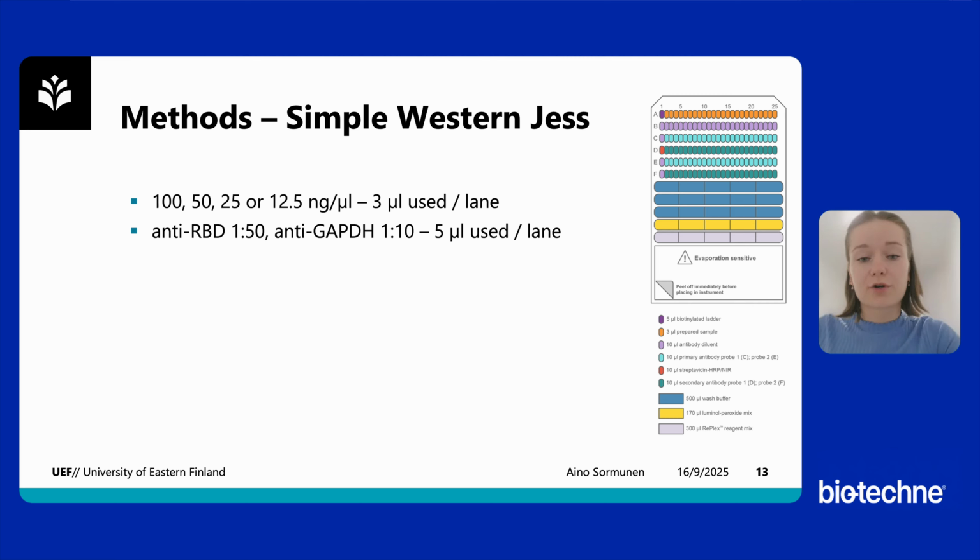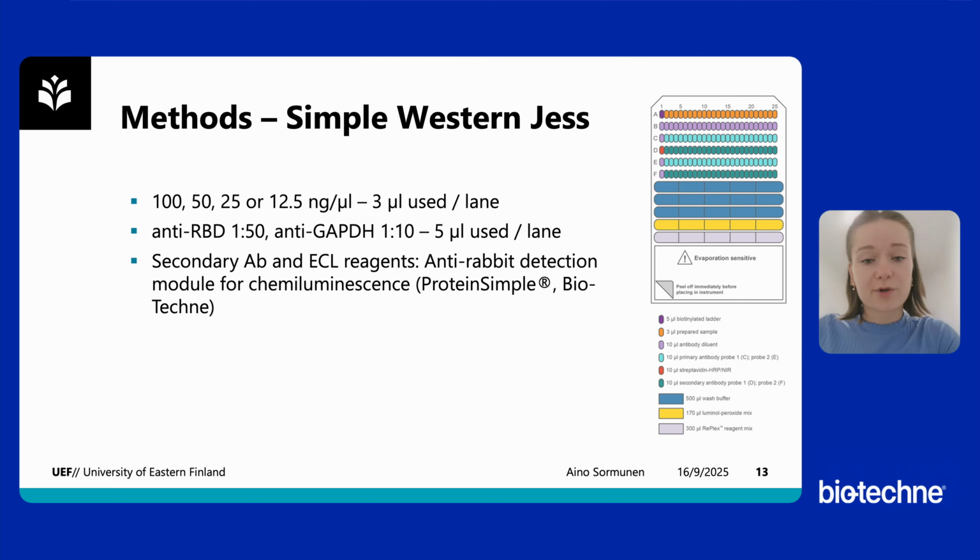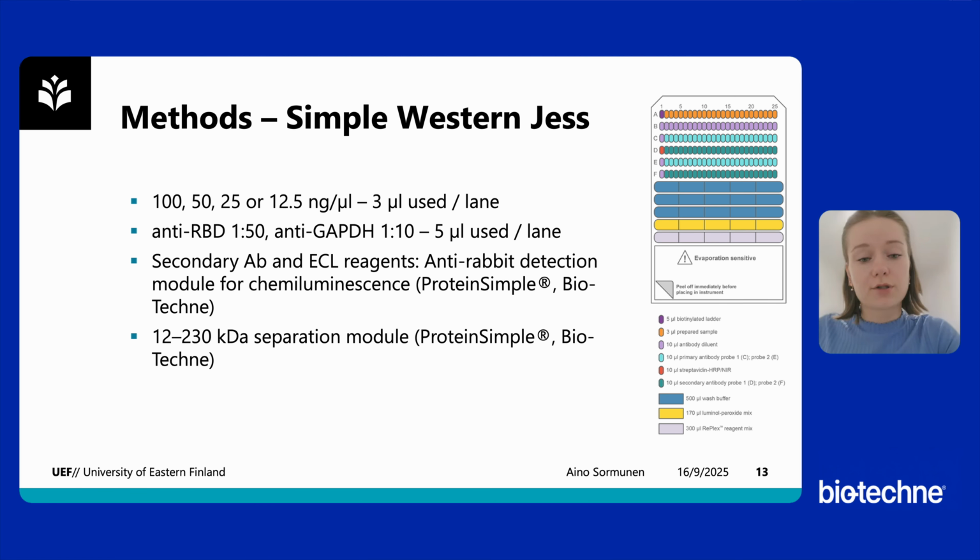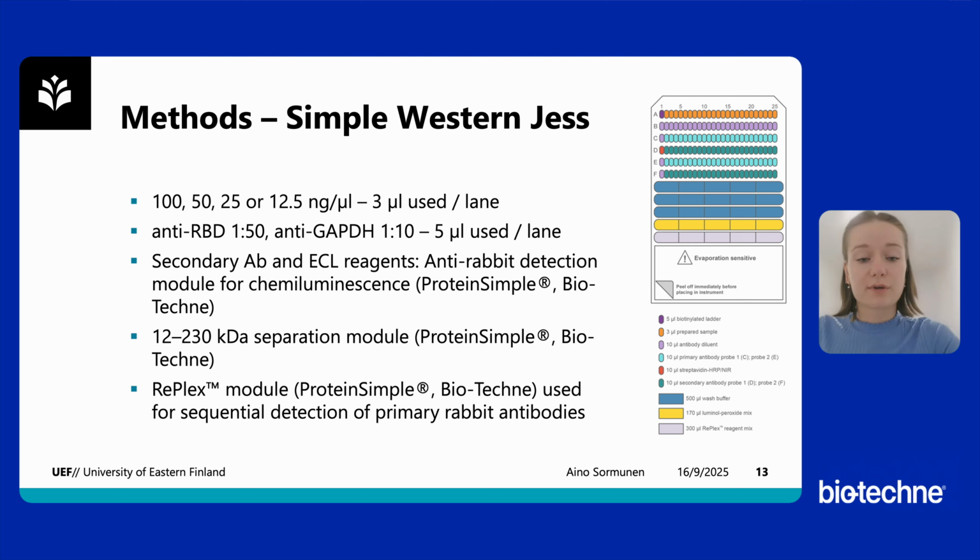The primary antibodies were of course the same that we used before, but now they were used at different dilutions, and 5 microliters was pipetted per lane onto the plate. The secondary antibodies and the ECL reagent were obtained from the anti-rabbit detection module for chemiluminescence, and we used a 12 to 230 kilodalton separation module that is also available from ProteinSimple Biotechne, and then we used a replex module for sequential detection of the 2 primary rabbit antibodies, and this is basically analogous to stripping and then reblotting a membrane on traditional Western blotting.